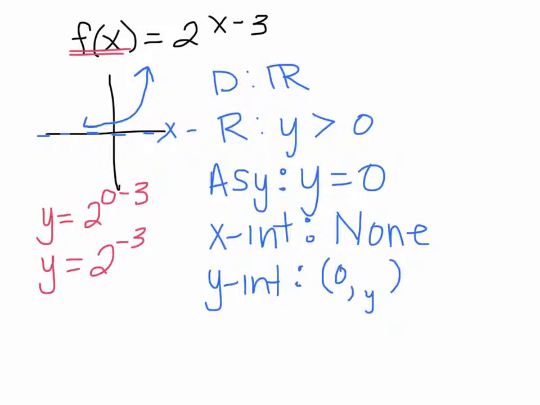Well, one of two things. I can put it in my calculator, or I can make it a fraction, and if I cross the line, I change the sign of the exponent. So I have y equals 1 over 2 to the third power, which is 1/8. So the y-intercept is (0, 1/8).